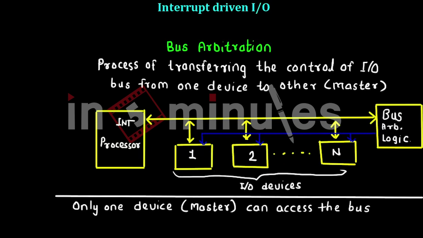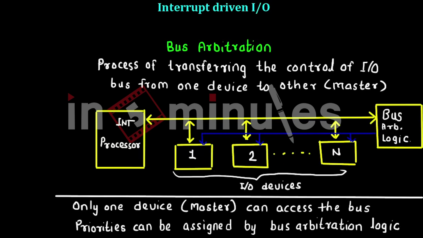So only one device is selected at a time, and only that device has access to the interrupt line. Therefore, the process of identifying the device raising the interrupt becomes very easy. And in the bus arbitration logic, the priorities for the devices can also be assigned while handling multiple interrupts at the same time. So we have seen the different ways in which multiple interrupts can be handled by the processor. I hope you have understood it.